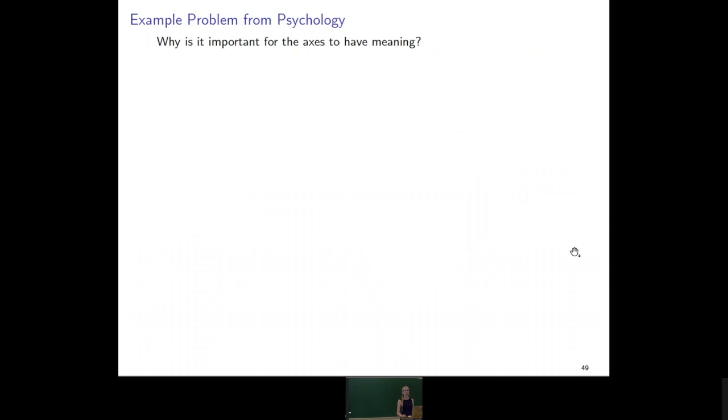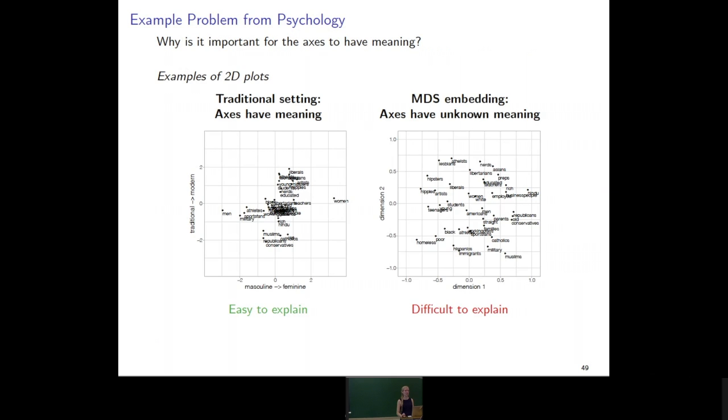So why is it important for the axes to have meaning? I think it's easier if I give you an example that shows the difference between the 2 situations. The first setting here is the traditional setting where the axes have meaning. Basically, I've taken 2 variables and I plot one variable with respect to the other. In this case, one variable is the scale from traditional to modern, and the other is the scale from masculine to feminine. So when I look at this plot, if I ask myself why men are all the way to the left and women are all the way to the right, well, it's because the horizontal dimension is the scale from masculine to feminine. So it's very easy to explain why the points are distributed as they are.